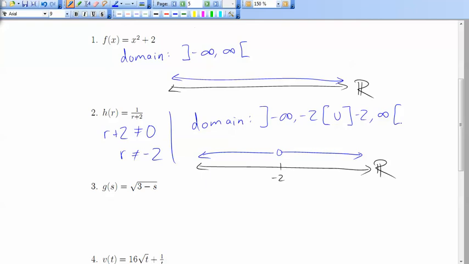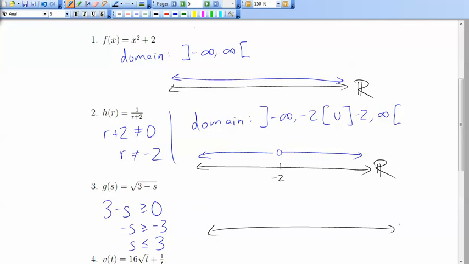Okay. For our next example, number 3, we notice we've got a square root. It's an even root, so we'll take what's under the square root sign, the whole thing, and we'll make it greater than or equal to 0. So we'll solve that nice linear inequality. Don't forget to change the direction of the inequality sign if you divide or multiply by a negative number. And we find that s has to be less than or equal to 3.